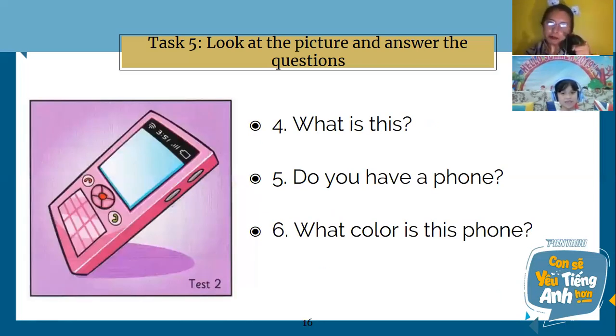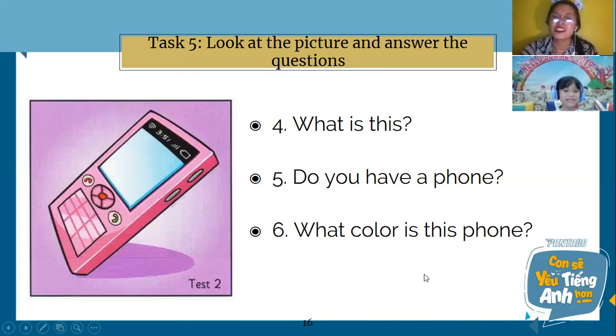Okay, can you see the picture there? Yes. Okay, what is this? This is a phone. Oh, that is a phone. Do you know what the color of the phone is? Green. The color of the phone is green. Okay, do you have a phone? Yes, I have. Oh, wow. What's the color of your phone? It's pink. The color of my phone is pink.